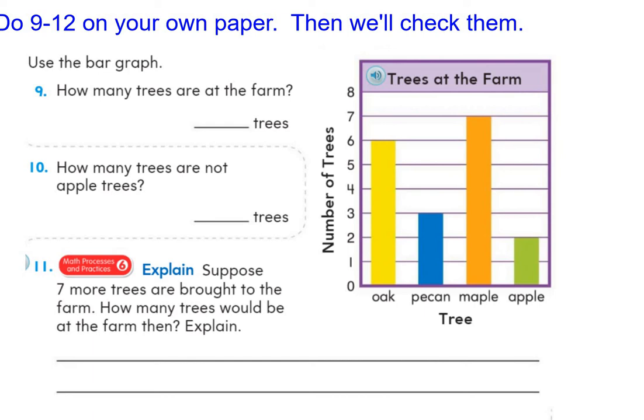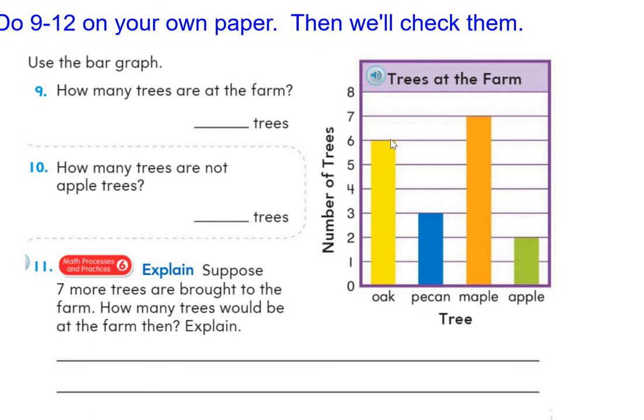How many trees are at the farm? So the title of this graph is Trees at the Farm. The number of trees are up the side and the kind of trees are down the bottom. How many trees are at the farm? That means we have to count all the trees that are in the graph.